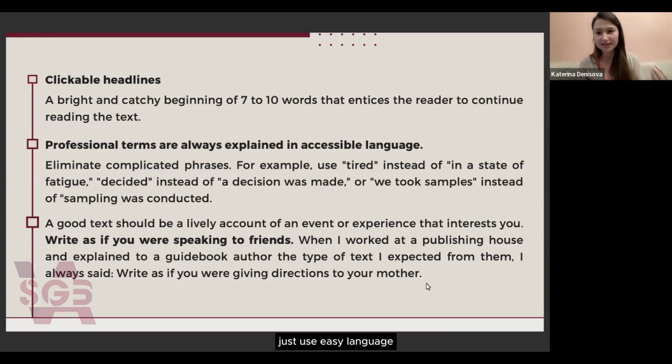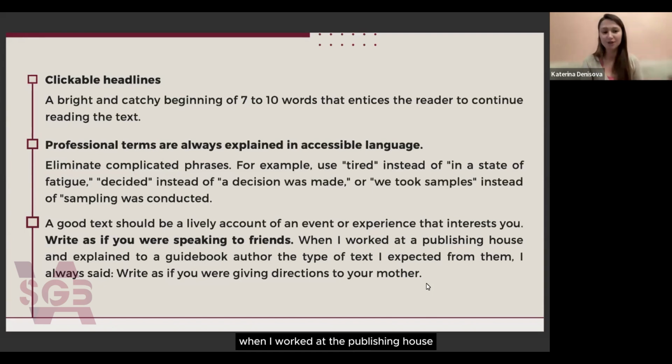Just use easy language. Imagine you are talking to a friend. A good text should be a lively account of an event or experience that interests you. Write as if you were speaking to a friend or to your mother in the simplest language you can use.